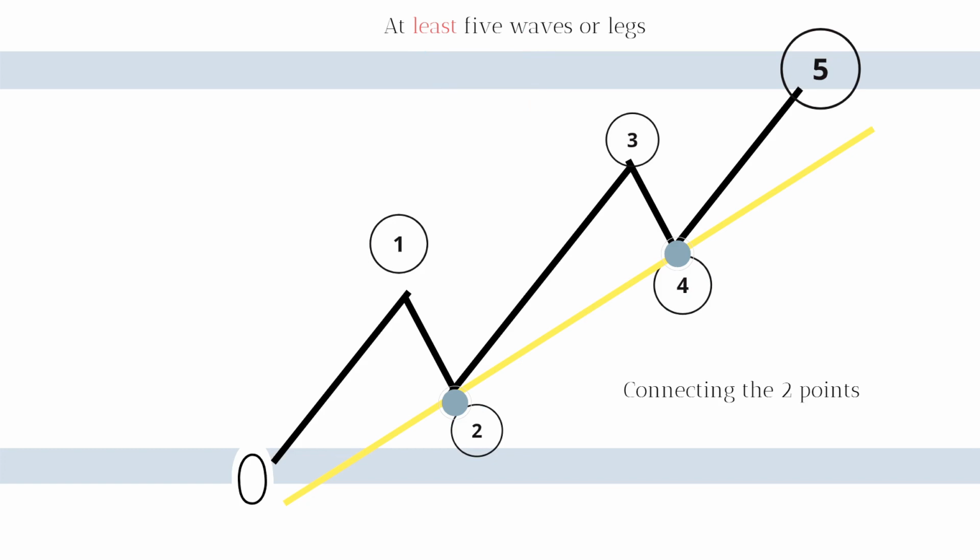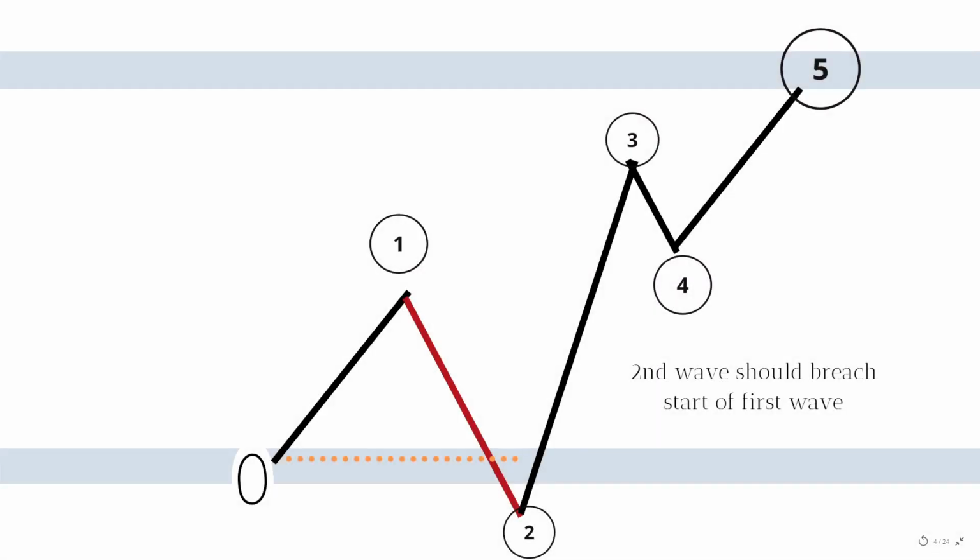Now, the reason we do this is because our second trading opportunity will be after the break of this trend line, and we need to identify a valid trend line connecting 2 points. So if one of the Elliott wave rules is broken, then it becomes very difficult to connect any 2 points and to draw any valid trend line. So in this example, the second wave should not breach the start of the first wave.